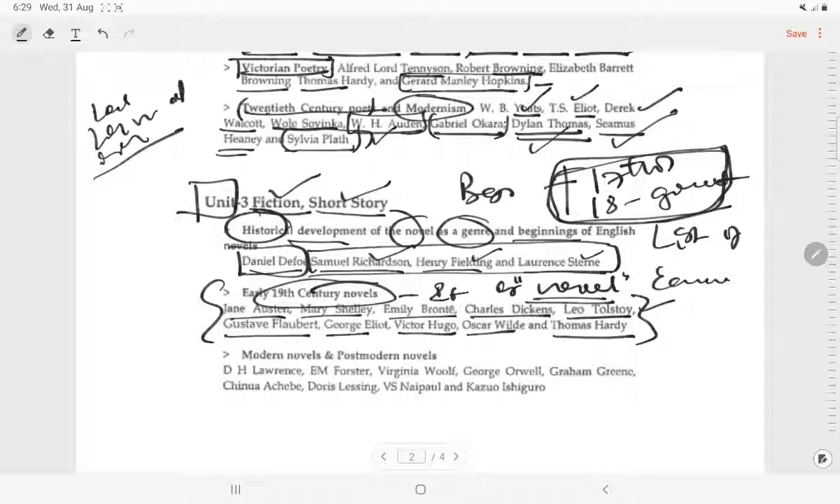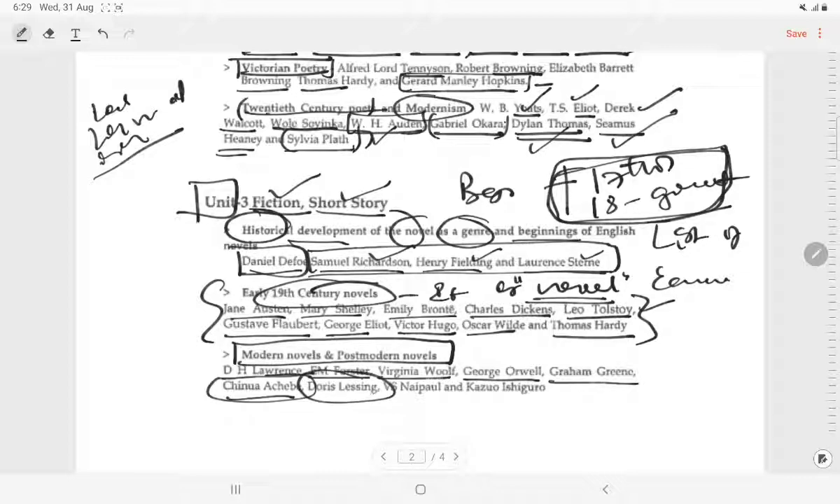Now jumping to modern novels and postmodern novels. Let's see who the modern novelists are. The very first one is D.H. Lawrence, David Herbert Lawrence, E.M. Forster, Edward Morgan Forster, Virginia Woolf, George Orwell, Graham Greene, Chinua Achebe. He is Nigerian. Doris Lessing, English novelist, V.S. Naipaul from the West Indies, Kazuo Ishiguro, a Japan-born English novelist.